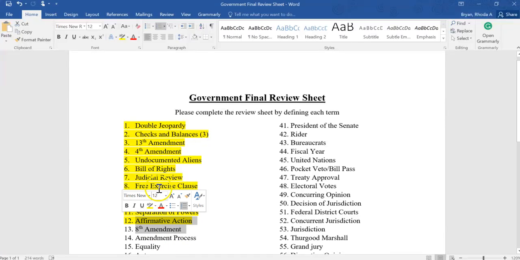Eighth Amendment. You can't get any clearer than this. It prohibits cruel and unusual punishment.